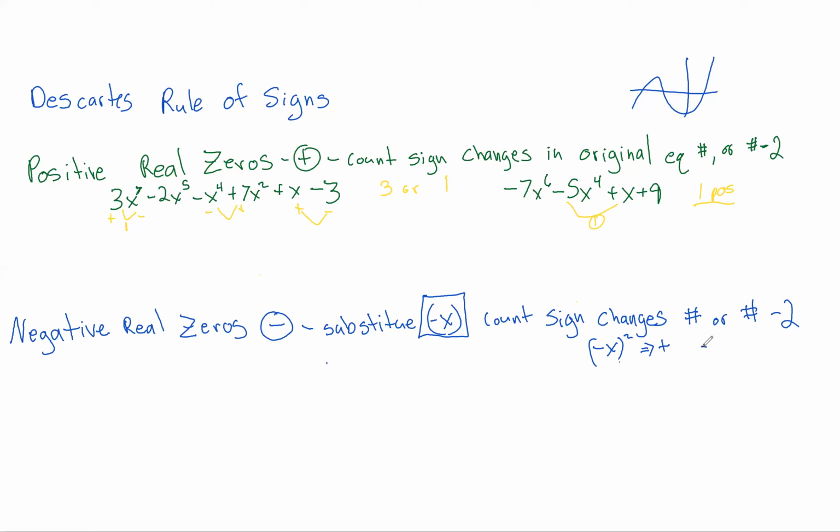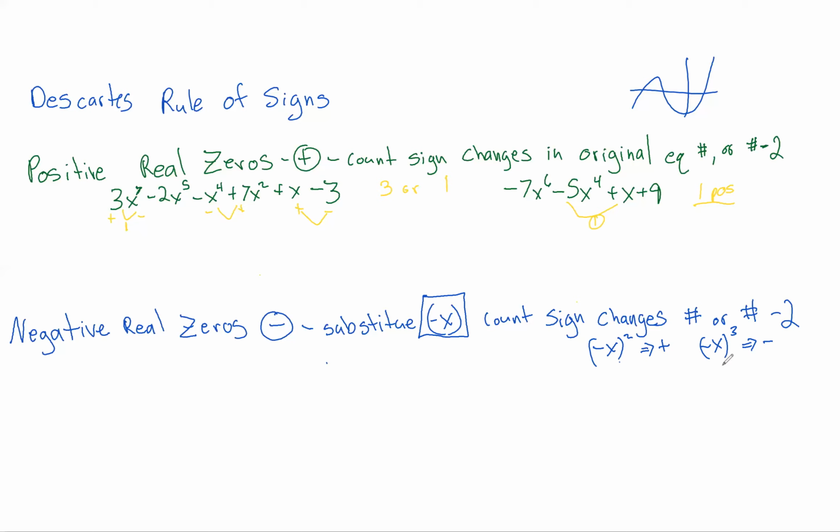Now, if we've got something negative to an odd power, like 3, 5, 7, it's going to be negative. So negative 1 times negative 1 times negative 1 is going to be negative 1. And knowing this can help us as we go forward.